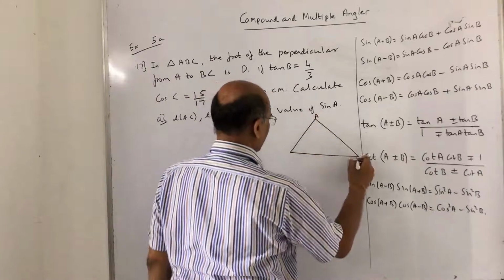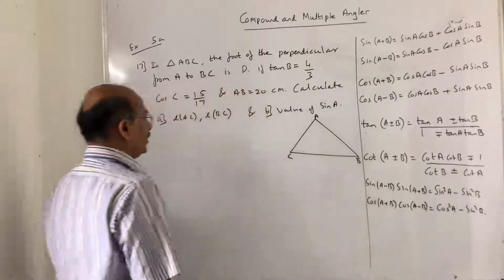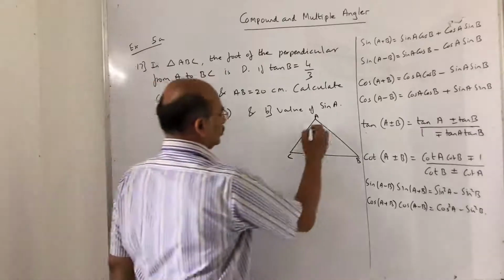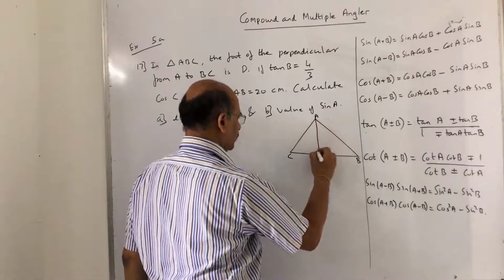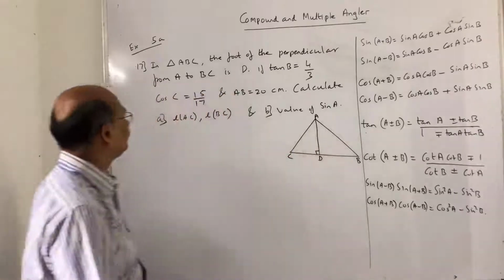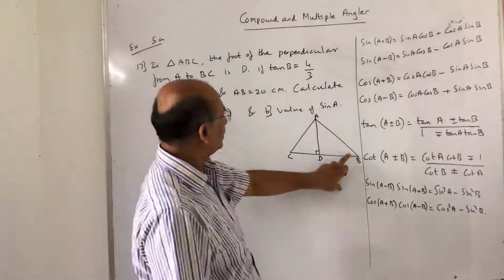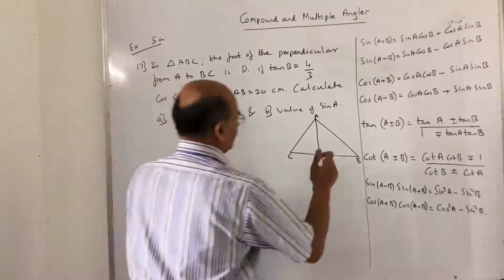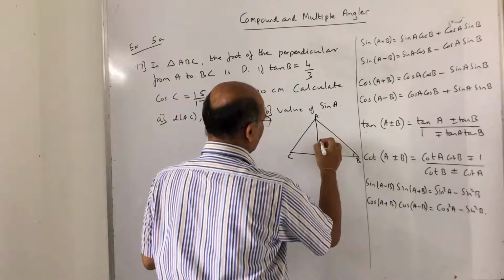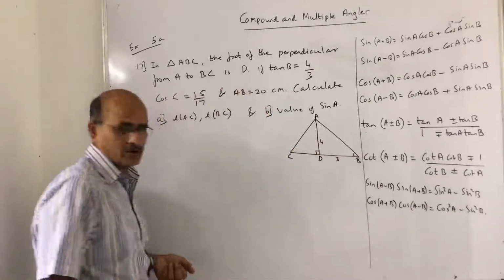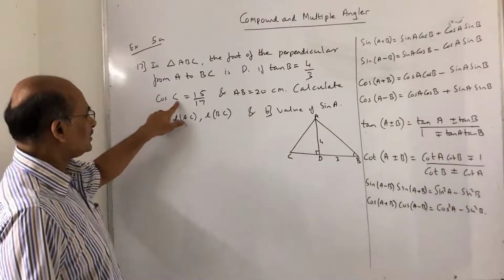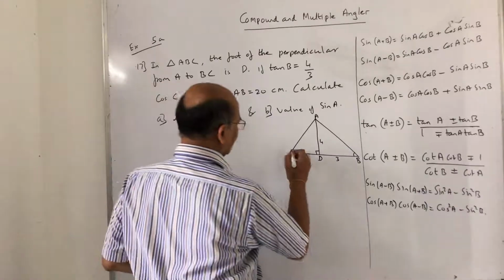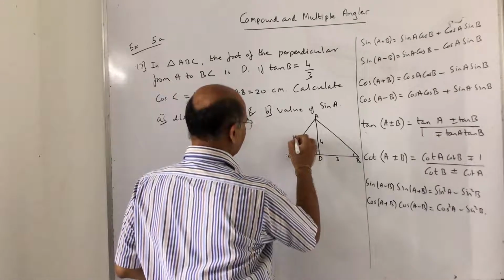Suppose I say A, B and C. Now they are telling a very simple thing: the foot of the perpendicular from A to BC, that is nothing but D. Great. Now tan B is given 4 upon 3. If I say tan B is this angle, tan B is opposite upon adjacent. Then cos C is nothing but 15 upon 17, so cos C is nothing but adjacent 15, hypotenuse 17.